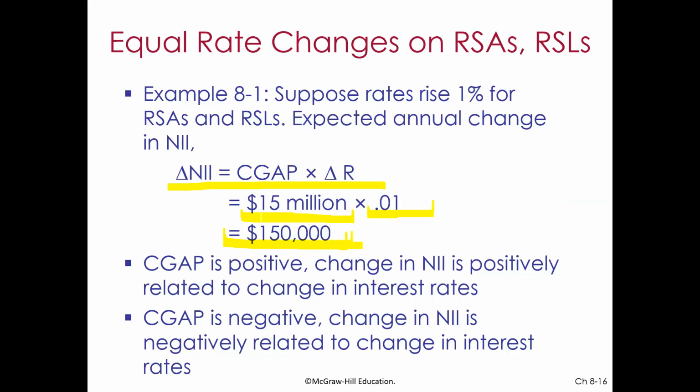On the other hand, in our previous example, the cumulative gap was negative, which meant that rate sensitive liabilities are higher than rate sensitive assets. So as interest rates increase, the interest expense on the liabilities will go up more than interest income from the assets. As a result, the net interest income will be negatively affected. If you remember, in our previous example, the change in net interest income was negative.